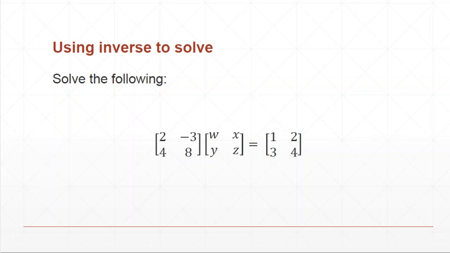In this section, we'll be using the inverse to solve the following. So we are given a matrix here, times an unknown matrix is equal to another matrix. Normally, what we would do here is take the row-column multiplication and equate it to the element positions on the other side. But first, let me just show you.